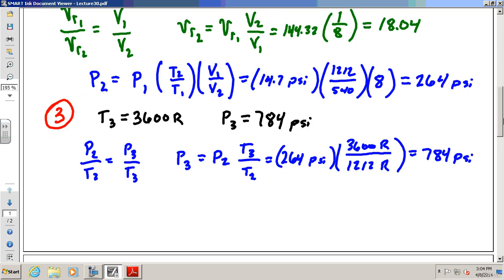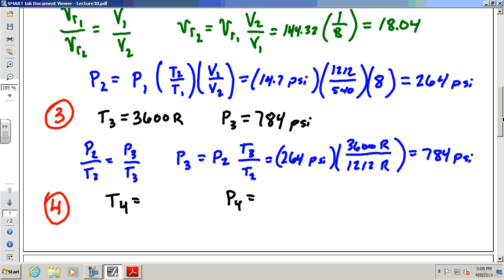So lastly, 4. Going from 3 to 4 is going to be a lot like going from 1 to 2. Because from 1 to 2, you had the compression. Now going from 3 to 4, you've got the expansion. You've got the power stroke. So how am I going to get T4? I'm going to get T4 a lot like the way I got T2. I need to get T4, and I need to get P4. So I'm going to get the temperature at 4 a whole lot like what I did before.